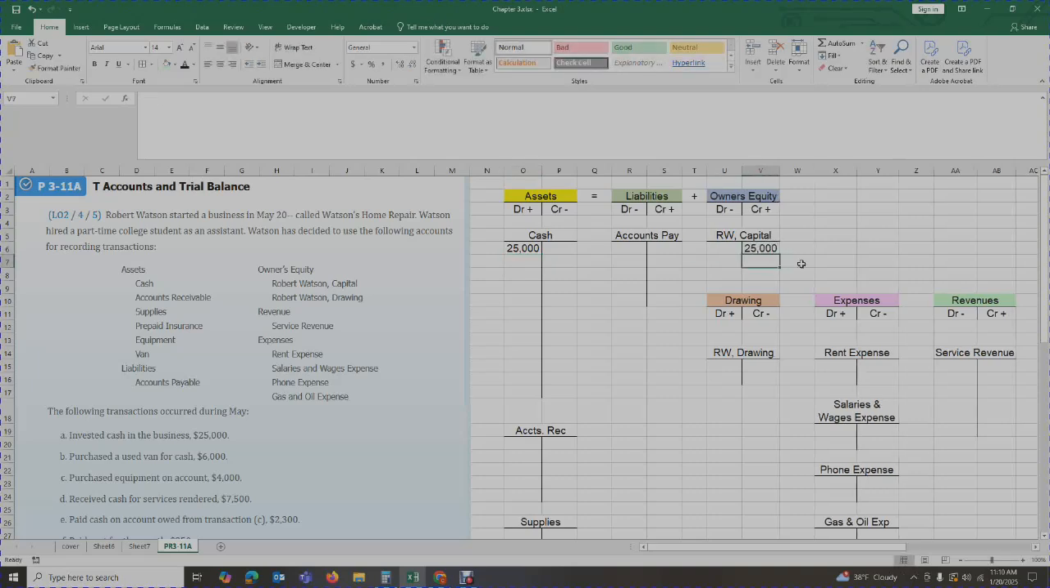Now, after every transaction, you need to make sure that your debits and your credits are equal. I have a debit for $25,000. I've got a credit for $25,000. So now we're not only dealing with transactions, but we're dealing with balancing the debits and the credits. We have to make sure that the accounting equation stays in balance and that your debits equal your credits, which they do here. I've got one debit and one credit. Okay, so this is letter A.